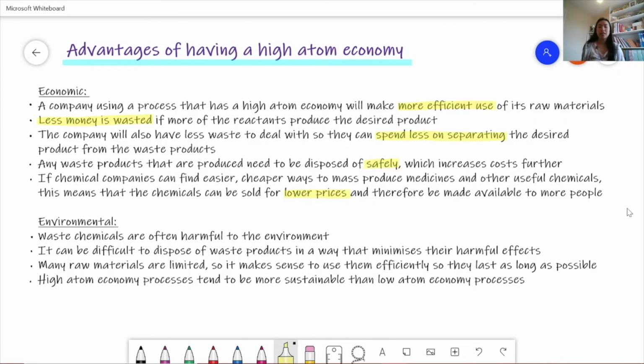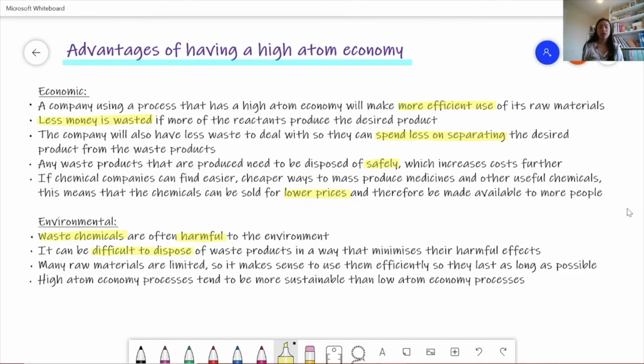And now looking at some environmental advantages, we have that waste chemicals are often harmful to the environment. And because if we have a high atom economy, then we produce less waste. And so we'll be doing less harm to the environment. And it can also be difficult to dispose of waste products in a way that minimizes their harmful effects.